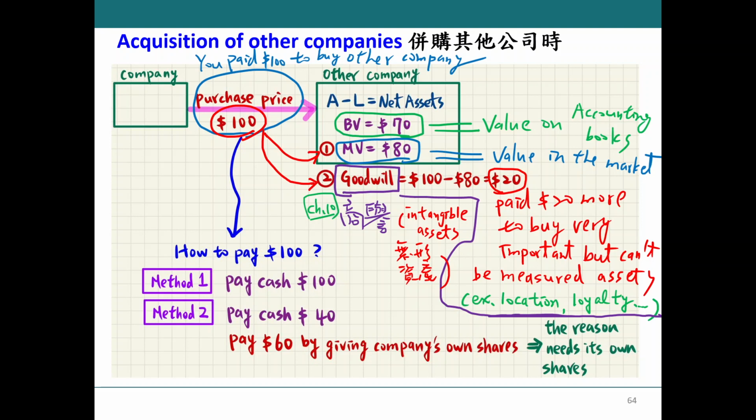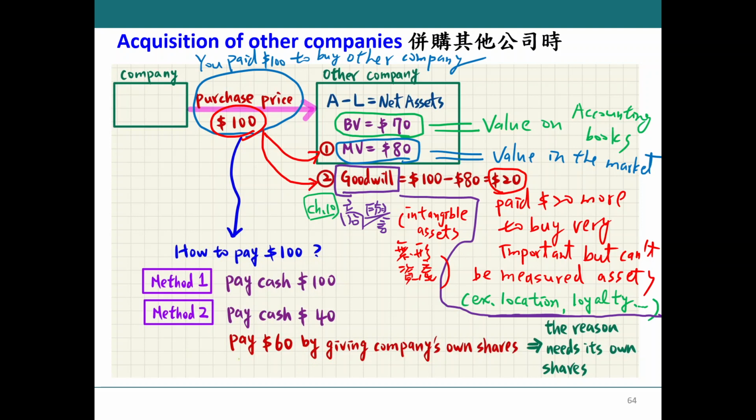Okay, anyway, after you determine the purchase price, you have to think about how to pay the $100, right? The easy way is what? Totally paid by cash. But in the real world, it's usually impossible to pay all cash. Okay? So how to pay it? The second way is maybe I just pay $40 in cash. For the rest, I use my own shares to pay the $60. Because of this, you need your shares. So you have to buy back your own shares in order to give the other company your own shares. Okay? So this is the reason why you buy back your shares.